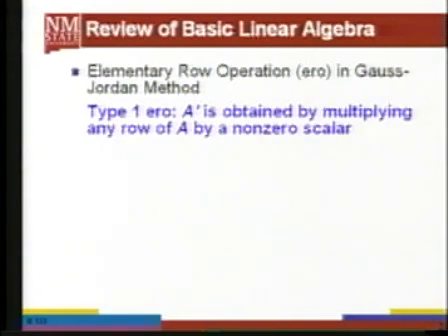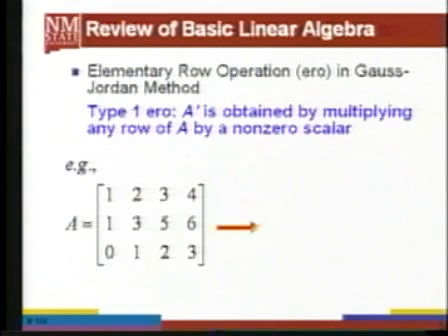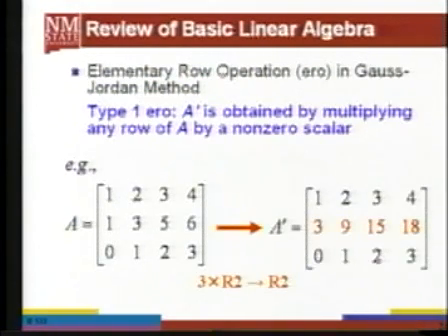So let's look at the type 1 elementary row operation first. For example, if you multiply row number 2 of matrix A by 3, then you will get a prime matrix, right? So we've been using the type 1 elementary row operation.